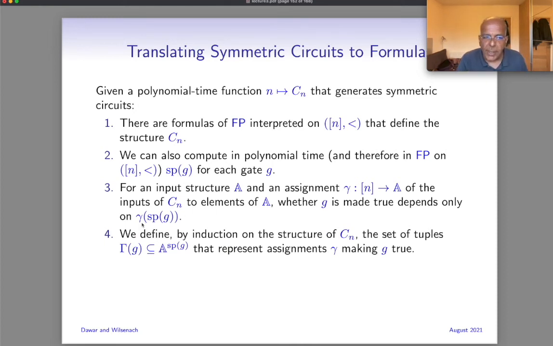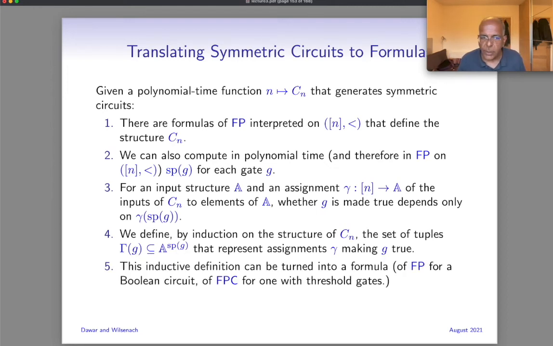Okay, so this means that we can associate with G the set of those tuples which, when assigned to its support, make the gate G true. And this is a relation of fixed arity in the structure A. It's a relation whose arity is the size of the support of G. And we can show that this relation associated with each gate can be defined inductively. So we can inductively define the relation which associates with G the collection of tuples, and this induction can be done in fixed point logic.